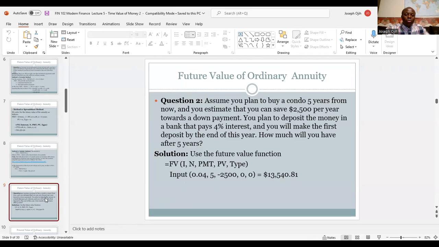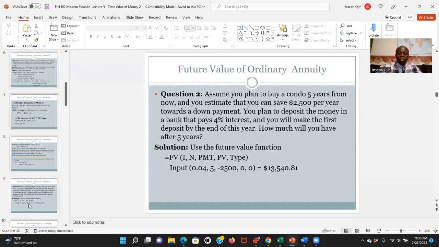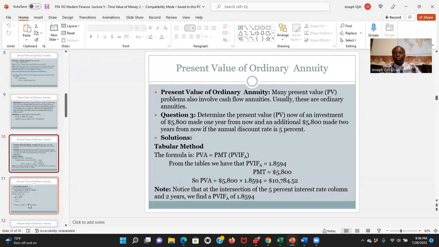Having explained this, it is good to proceed to the next step, which is the calculation of the present value of annuity. Generally speaking, many present value problems involve cash flow annuities, and usually they are ordinary annuities. I can show you the tabular method and the spreadsheet method as well. Let's look at example 3. It says, determine the present value now of an investment of $5,800 made 1 year from now, and an additional $5,800 made 2 years from now. So actually 2 payments.